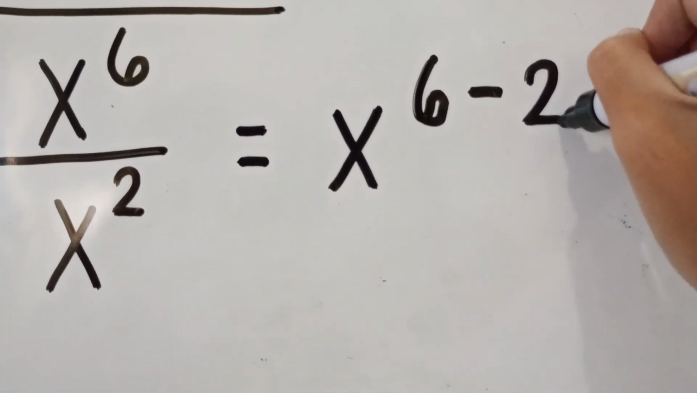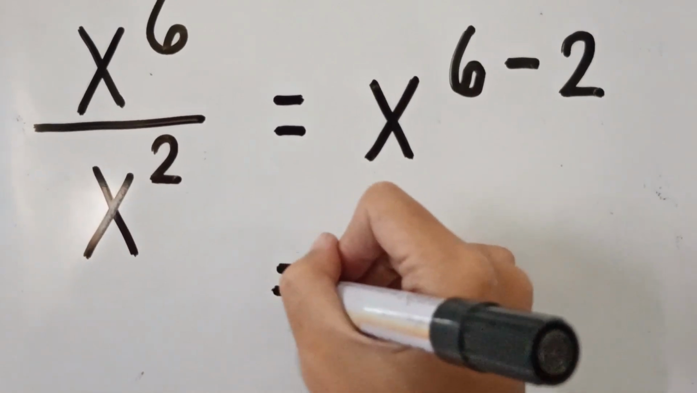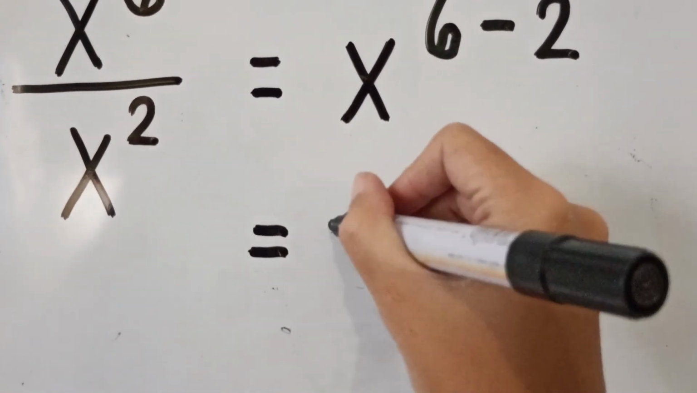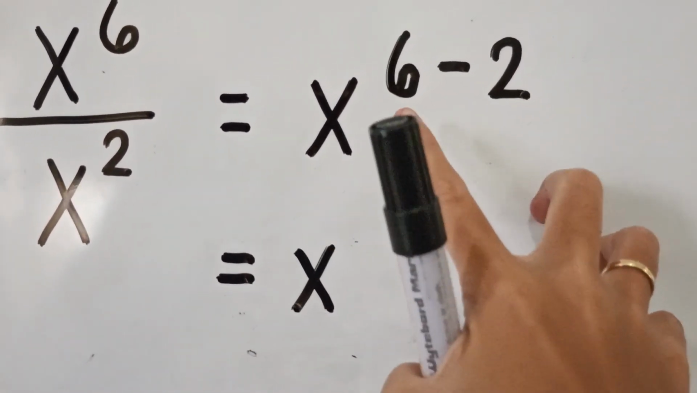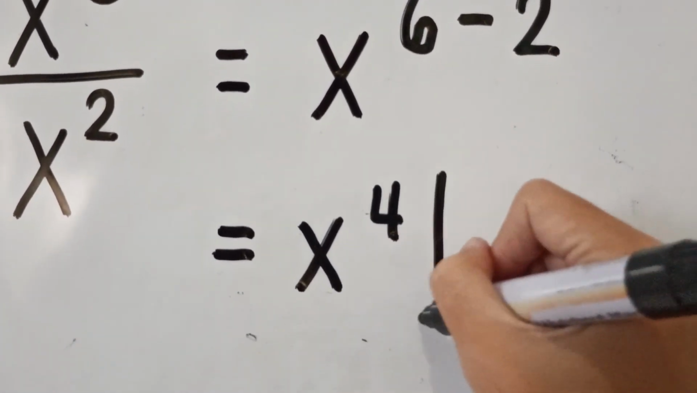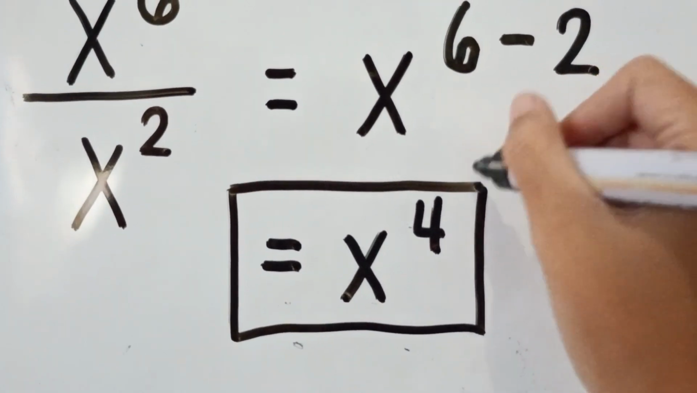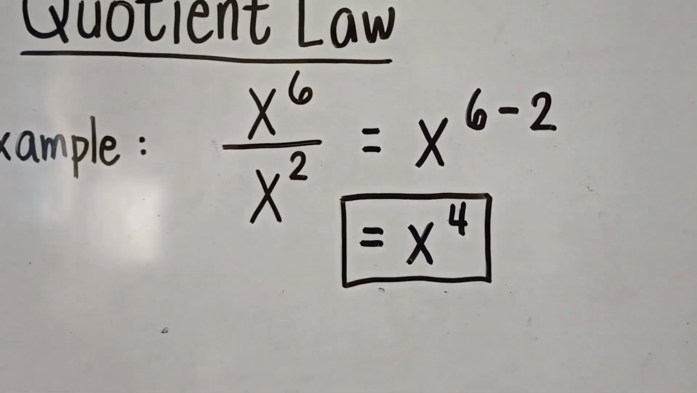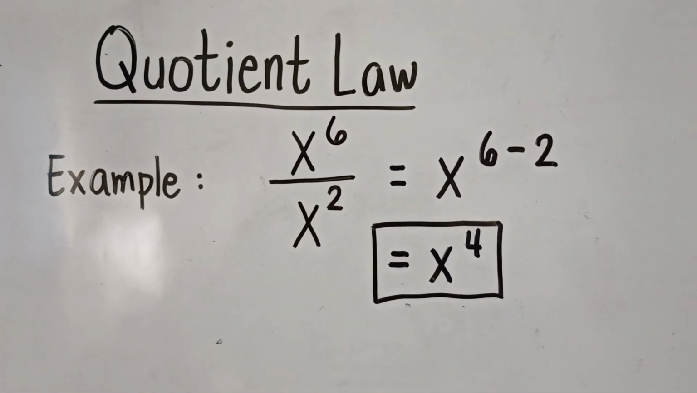Alright? Then we'll copy again the variable and then do the operation 6 minus 2, and that will give us 4. So the final answer is x raised to the power of 4. That's how we do quotient law.